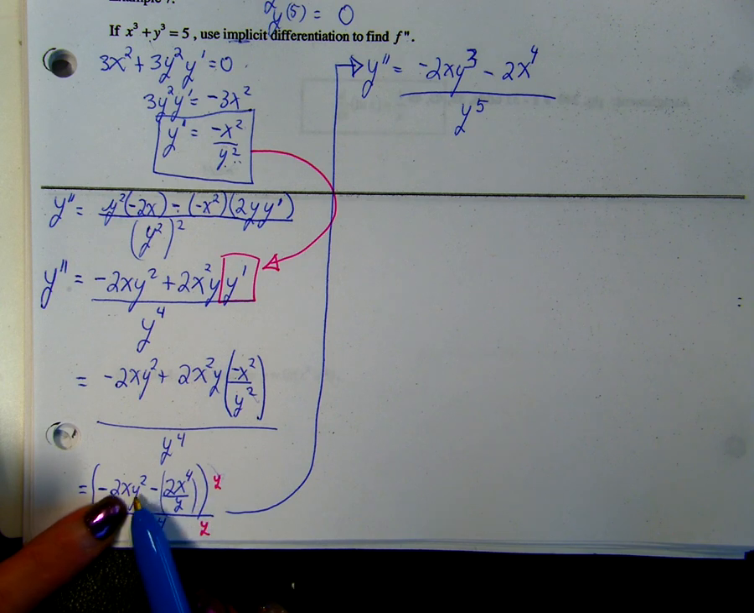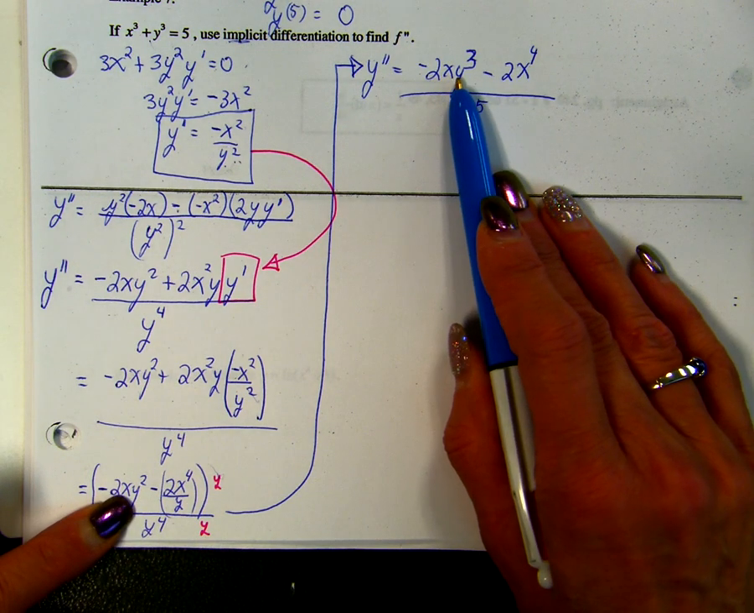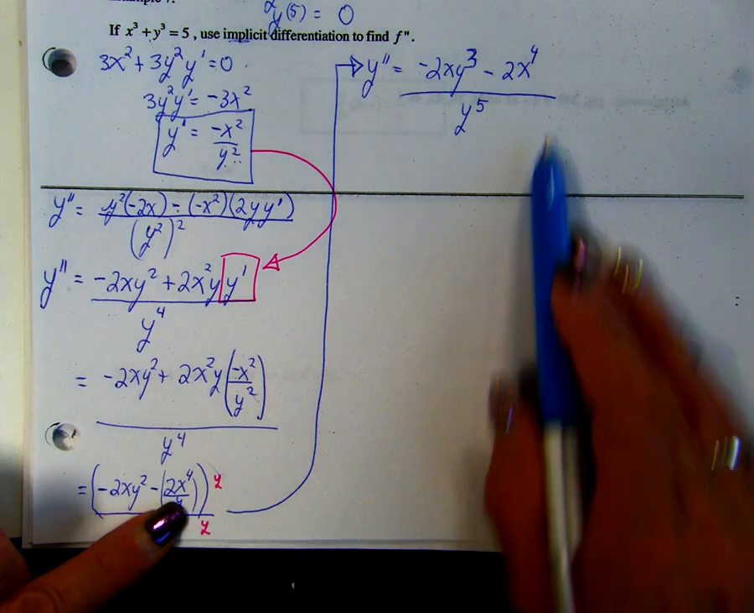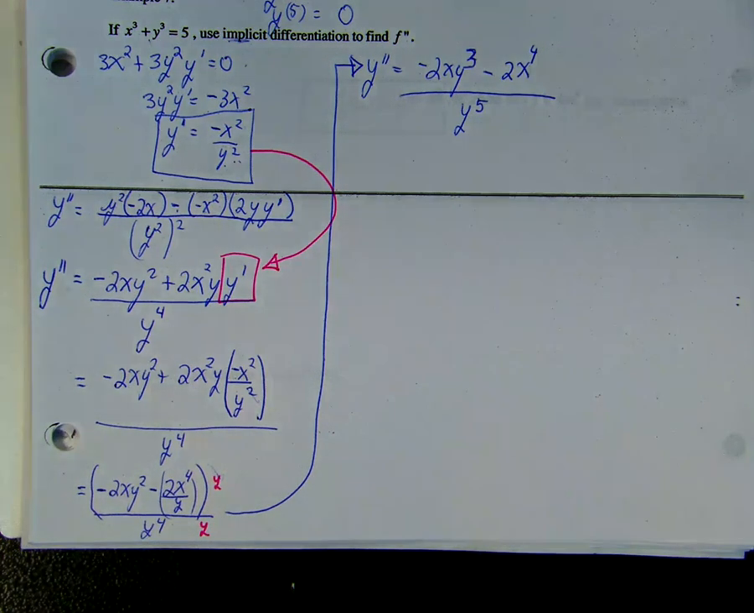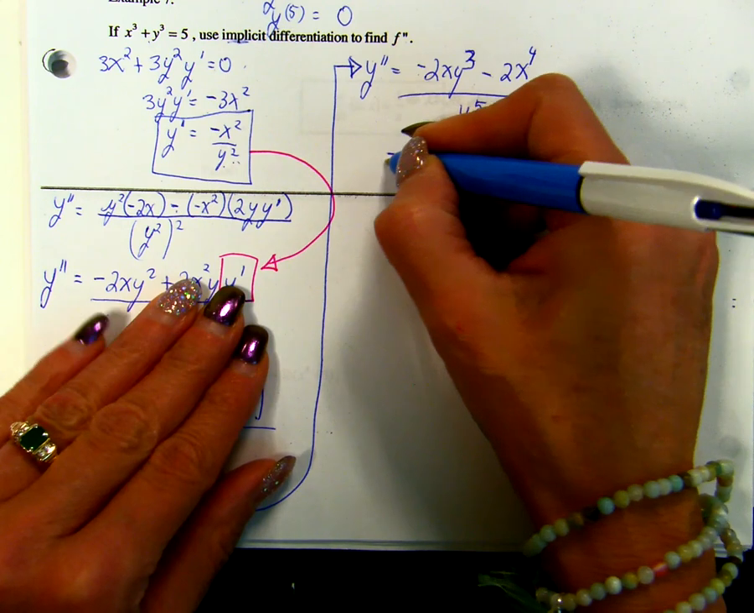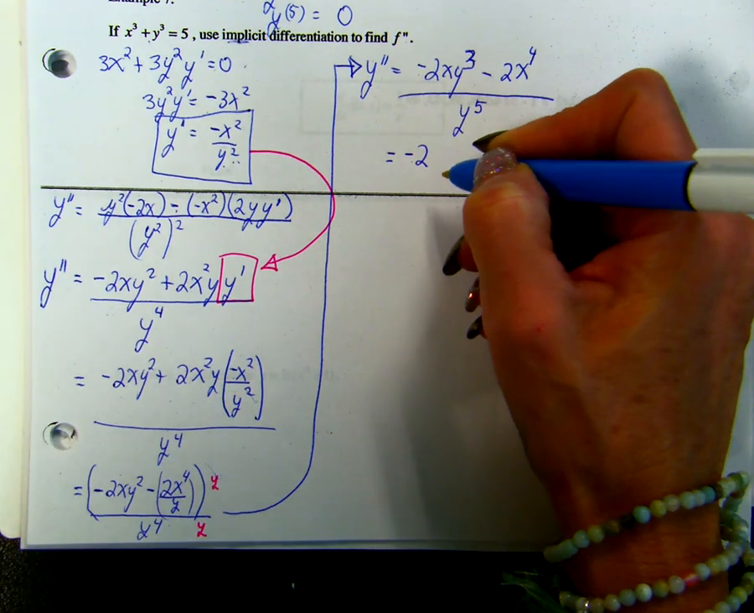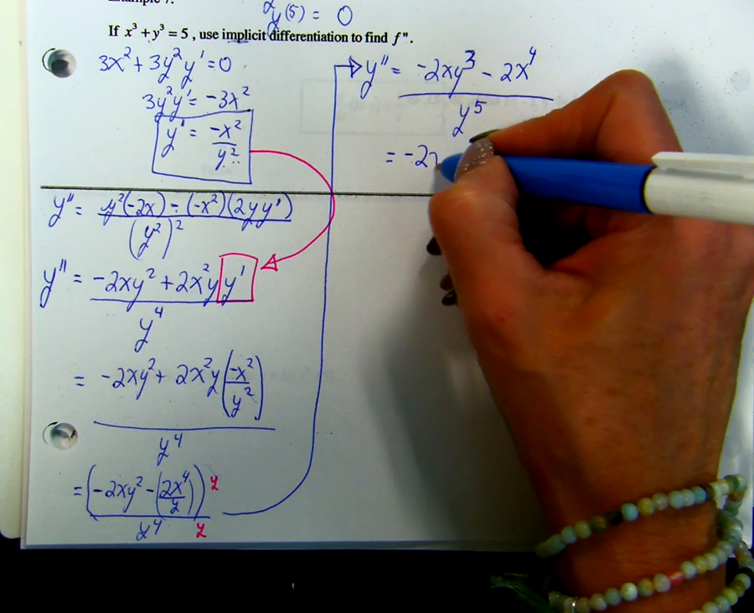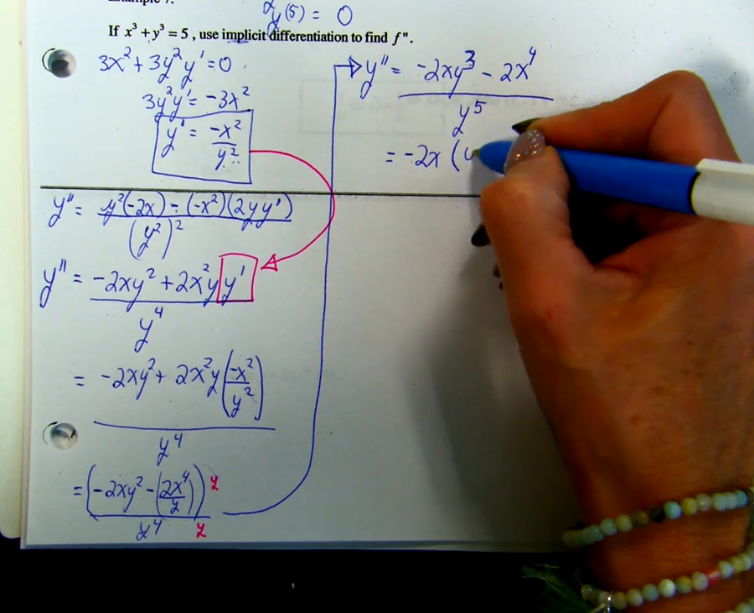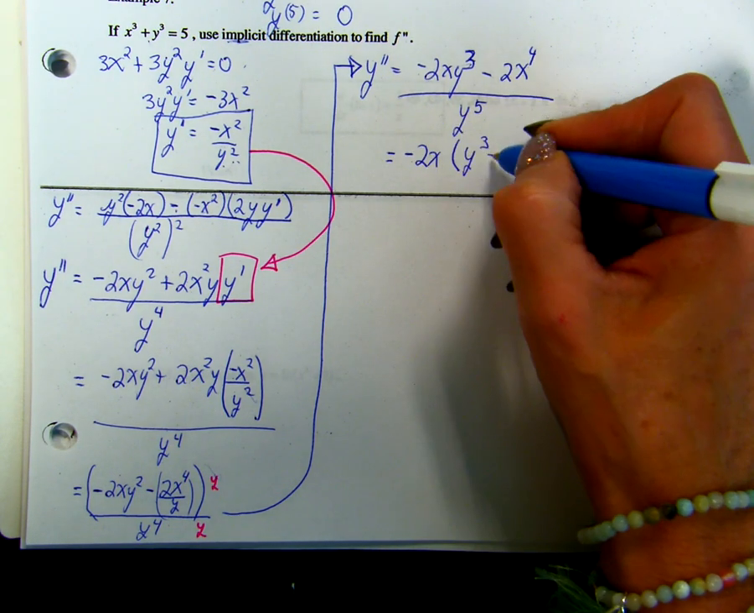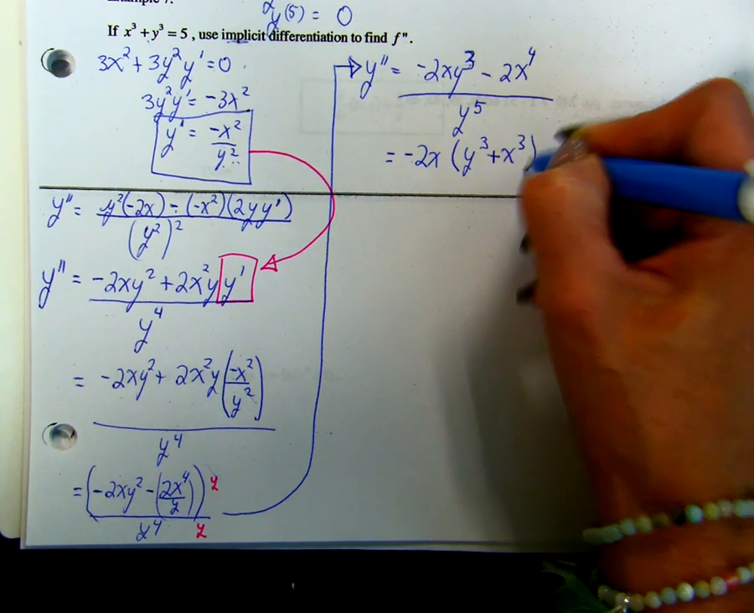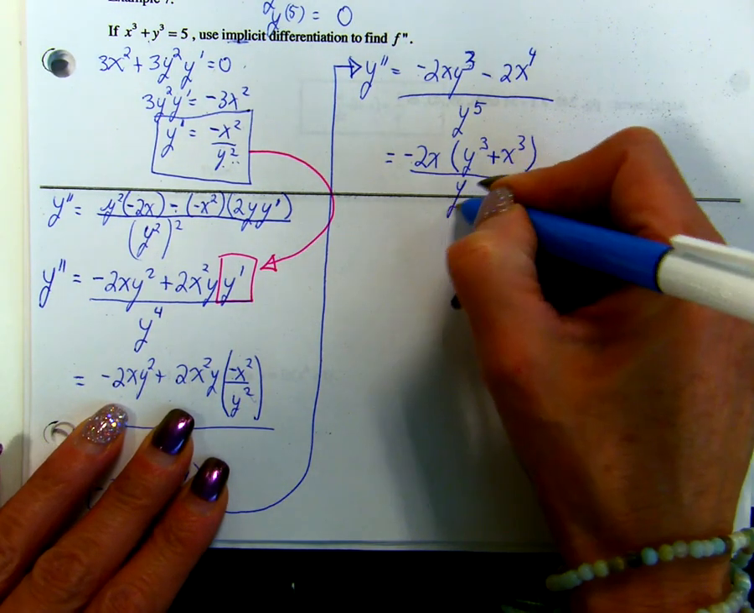Once again, we distributed the y to this first term and got that negative 2xy cubed, distributed it to the second term and the y canceled, and we're left with negative 2x to the fourth, and simplified our denominator, y to the fifth. Now we're going to simplify again. Do you see a common factor? Pull it out. Let's take out this negative 2x common to both of them. And I'm left with y cubed plus x cubed, all over y to the 5th.